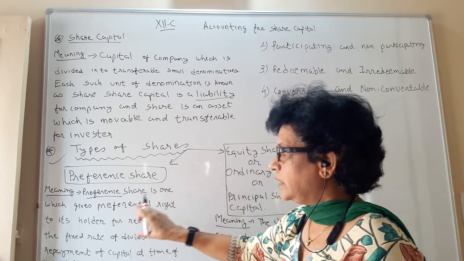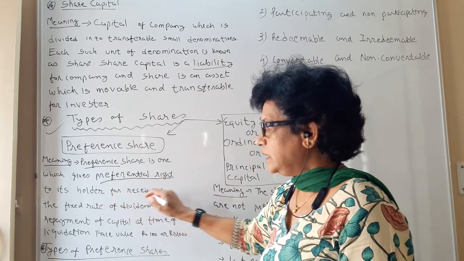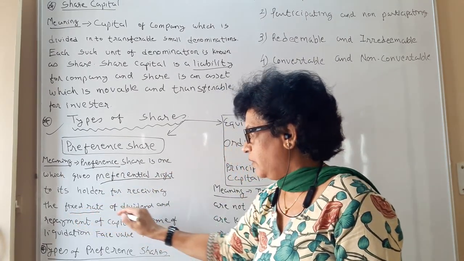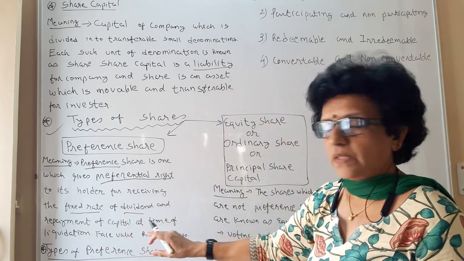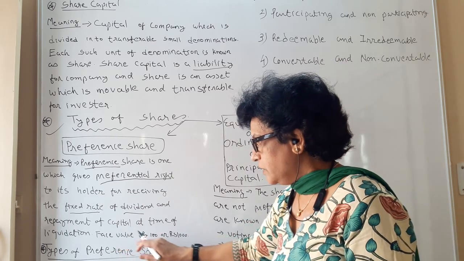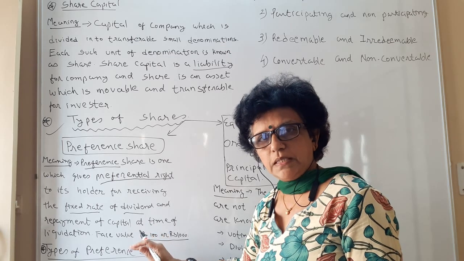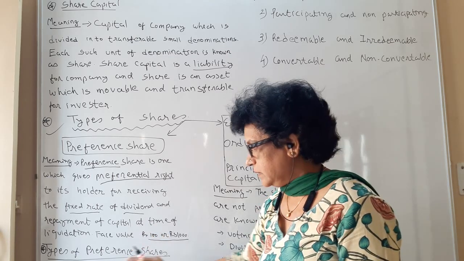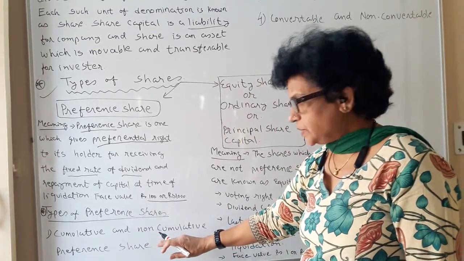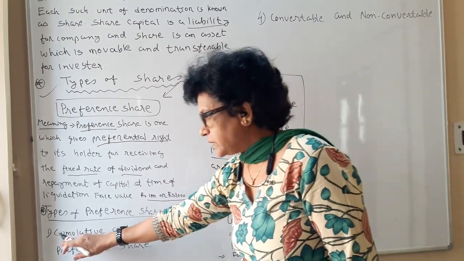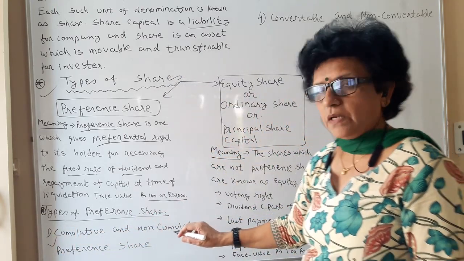Here the shareholder, they always have a preferential right towards the receiving a fixed rate of dividend as well as the repayment of capital at the time of liquidation of the share. Here normally the face value 100 rupee or 1000 rupee, whichever decided by the board of directors. There are the various types of preference share. In preference share you have the different types. The very first is, that is the cumulative and a non-cumulative preference share.